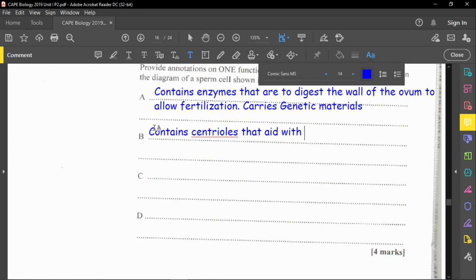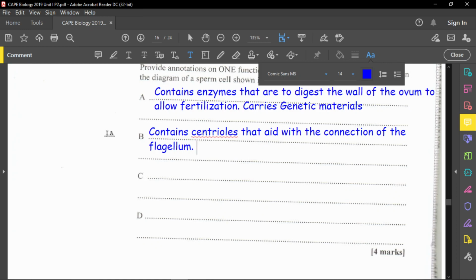Centrioles aid with the connection of the flagellum. So it's very important in helping the flagellum to connect to the sperm itself, because it must have something to anchor to. It centrally runs right through the midpiece all the way down into the flagellum to create that connection. So very important to note that as well.